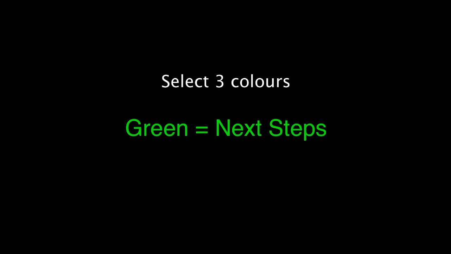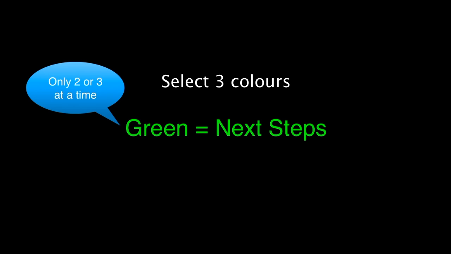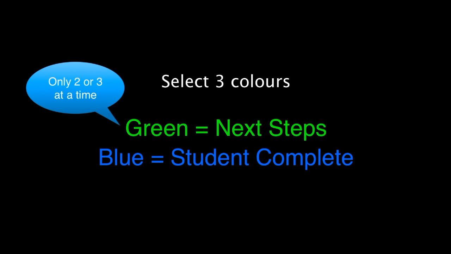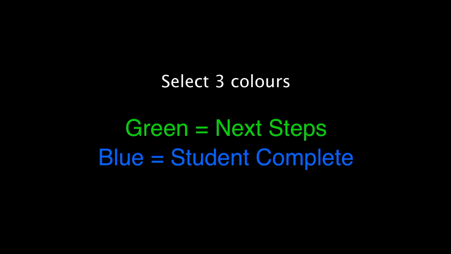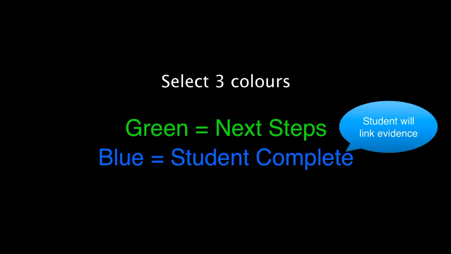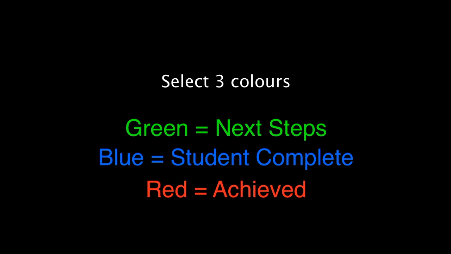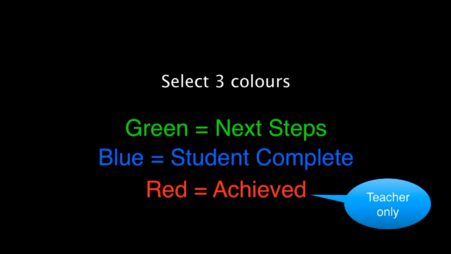This is how I did it. I used 3 colours. If a learning intention was highlighted green, it was one of their next steps. I would only do 2 or 3 at a time to keep it simple. If a learning intention was highlighted blue, the student had marked the intention as complete and they had linked evidence to show this. If a learning intention was highlighted red, the teacher had signed this off as being achieved. Only the teacher is allowed to highlight in red.